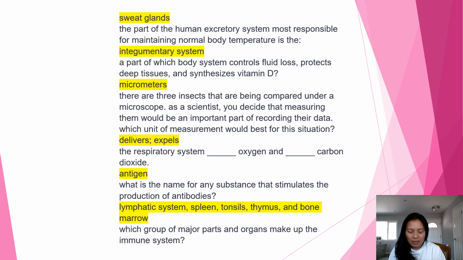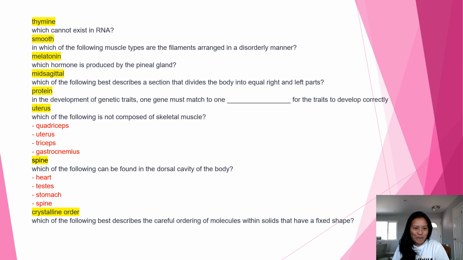What is the name of any substance that stimulates the production of antibodies? It's the antigen. Okay, which group of major parts and organs make up the immune system? There are at least 5. We have the lymphatic system, the spleen, tonsils, thymus, and bone marrow. Okay, which cannot exist in RNA? The answer is thymine. In which of the following muscle types are the filaments arranged in a disorderly manner? The answer is smooth muscle.